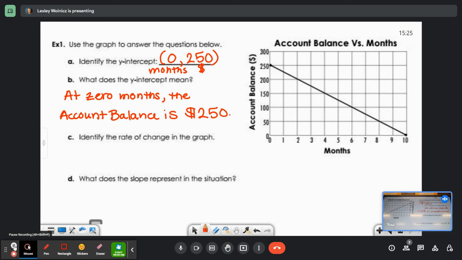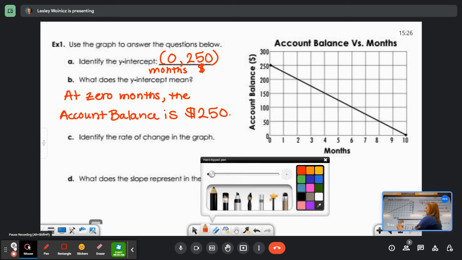I just said what was in my point. Okay, now this is important. I can't just say how much money they started with. How much money they started with isn't really wrong, but it is not nearly enough information. Okay? I cannot give you any points for how much money they started with. I need at 0 months, the account balance is $250. Does that make sense? We need to be very specific.